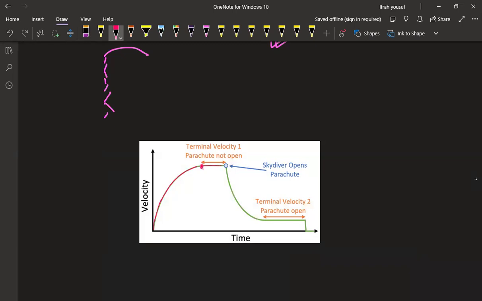And then when he opens the parachute, the body starts to decelerate, until it reaches a new terminal velocity. Is this clear to you now? I hope there is no confusion about the terminal velocity.